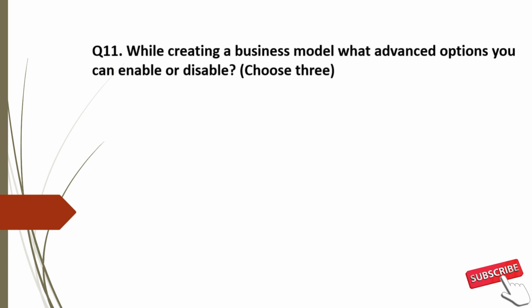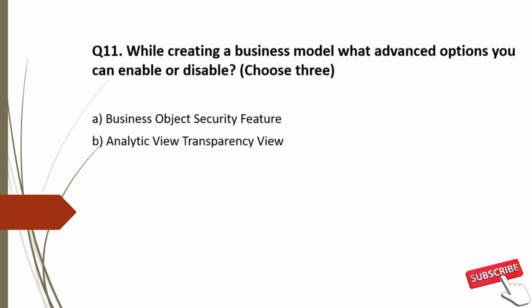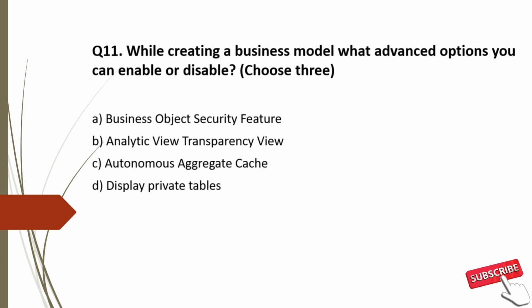Question 11. While creating a business model, what advanced option can you enable or disable? And the options are A. Business object security feature, B. Analytic view transparency view, C. Autonomous aggregate cache, D. Display private tables, and E. Analytic view based table query transformation.